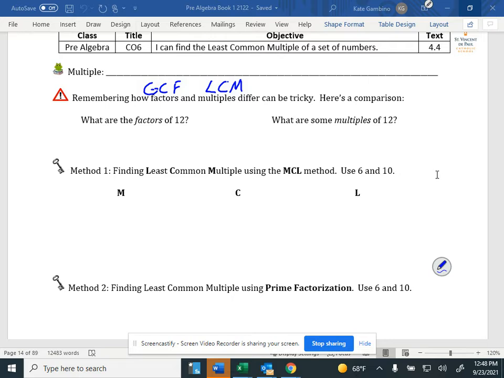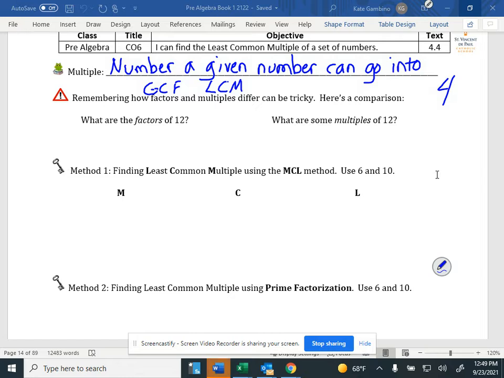A multiple is a number a given number can go into. So if you're finding the multiple of a number, what can you multiply it up to? So if I said our given number is 4, what would be some multiples of 4?